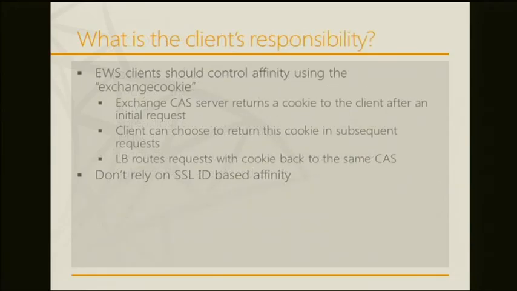So as an EWS client, my responsibility is to look for and intelligently use this exchange cookie value that I get back. So when I send an initial request to a CAS server, I don't have that cookie yet, right? So I just send a request, there's no cookie on it. I get a response back, and that response has that cookie. And then I can choose as a client to return that cookie on subsequent requests, which will ensure that I get back to the same CAS server. Or I can choose not to send that cookie, which gives me a chance to end up at a different CAS server.